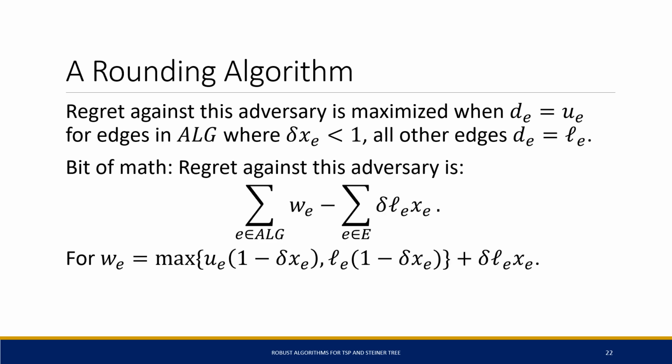So in particular, with a bit of math, we can actually write down the regret of alg against this adversary as the sum over edges in alg of w_e, where w_e is this expression. It doesn't matter too much, but just think of it as a weight function that we know explicitly how to write, and then minus some term here that doesn't depend on alg. So the idea is now, if we want to find a solution with low regret against this adversary, this is equivalent to finding a solution that has a low weight using the set of weights w_e. And so a very natural idea is just to run an approximation algorithm on the graph where we set each edge weight to be w_e.